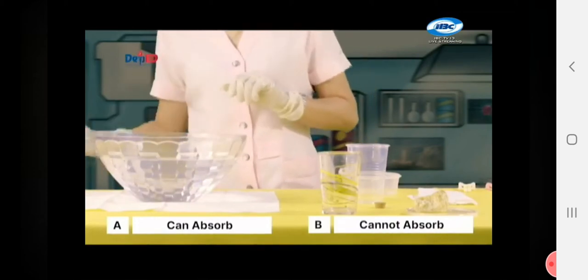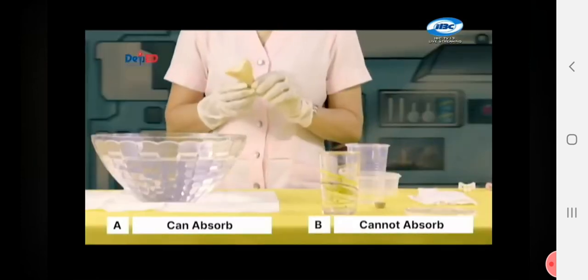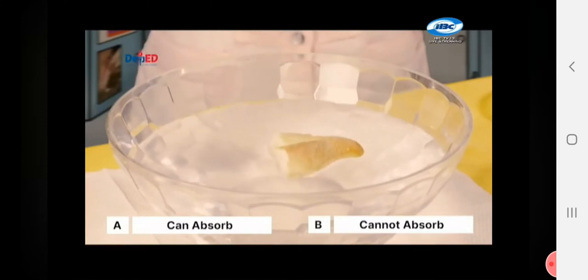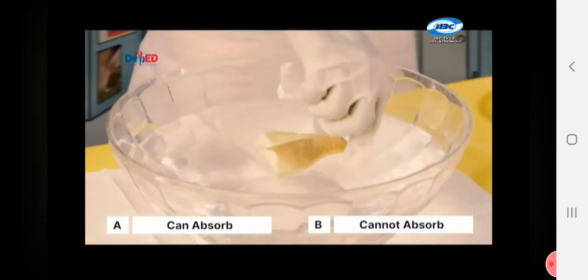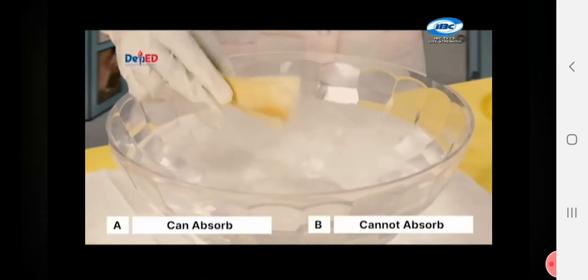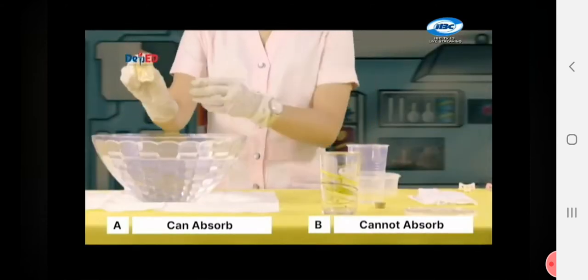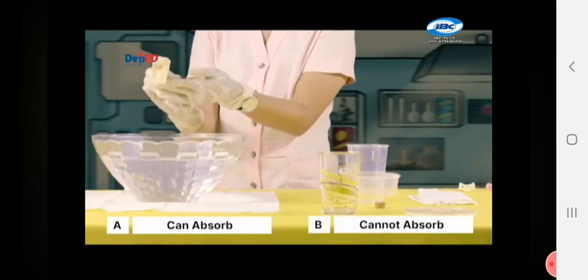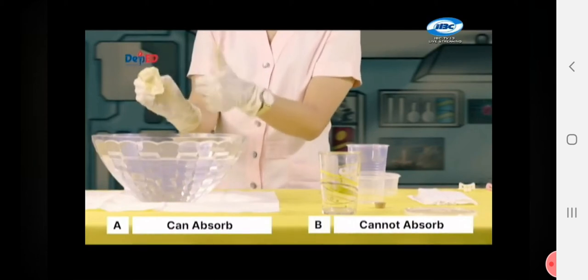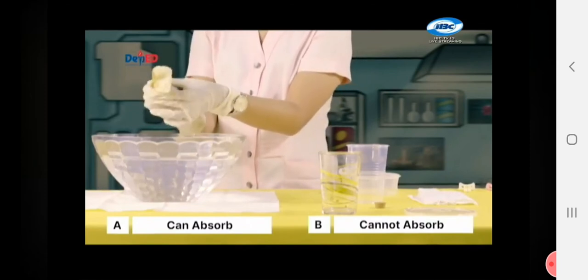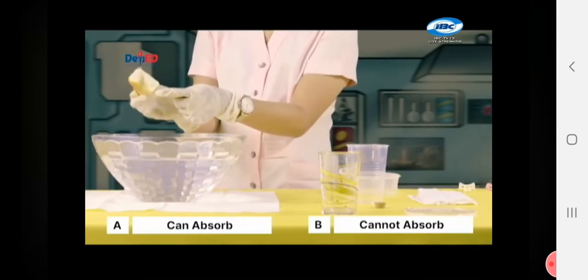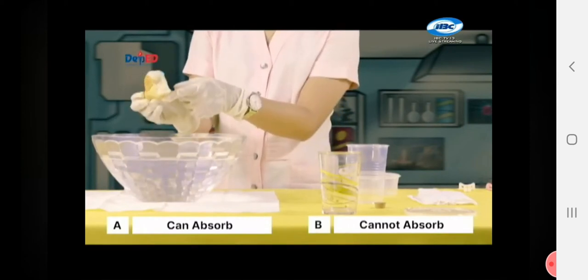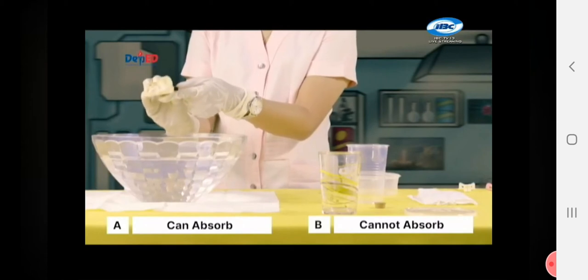Our third material is a piece of bread. If you have written a piece of bread under the column can absorb water, you are correct. A piece of bread has tiny pores. It is a porous material and it absorbs water. Therefore, it has a special property called porosity.